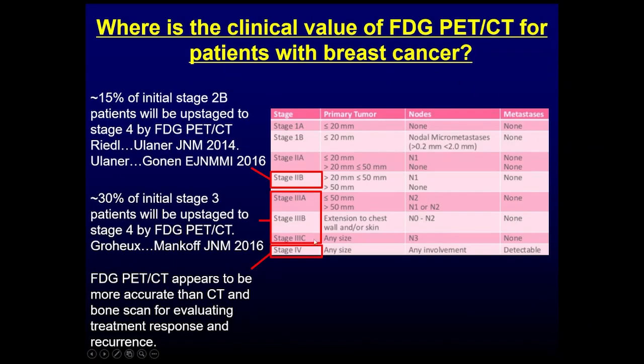So here's my little summary of the clinical value of FDG PET in patients with breast cancer. For patients with advanced local disease at initial diagnosis, FDG PET will find unsuspected distant metastases in approximately a third of them, and therefore should be considered for the initial staging of locally advanced breast cancer in order for patients to get the appropriate stage at diagnosis and thus the appropriate treatment. And for known metastatic breast cancer, FDG PET-CT appears to be more accurate than CT and bone scan for evaluating treatment response and recurrence, and can be a very valuable modality with great treatment impact in patients with metastatic breast cancer.